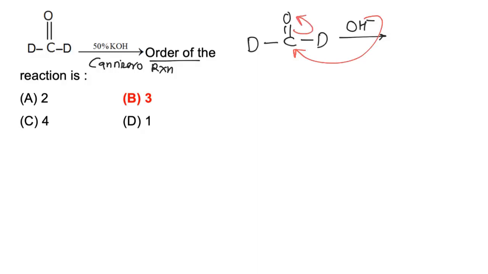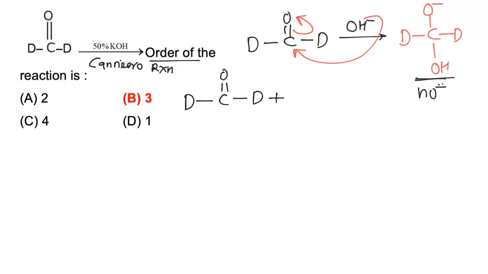Simultaneously, the carbon-oxygen electrons are shifted towards the more electronegative oxygen, and it will be converted to D, C, O negative, D and OH. Now this molecule has O negative, which is a strong electron donating group. So now this will act as a nucleophile. Now DCOD will act as an electrophile, and another molecule of O negative DOH is formed. Now this molecule will act as a nucleophile.